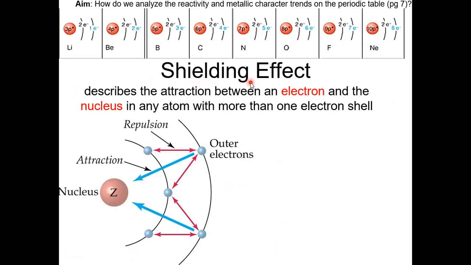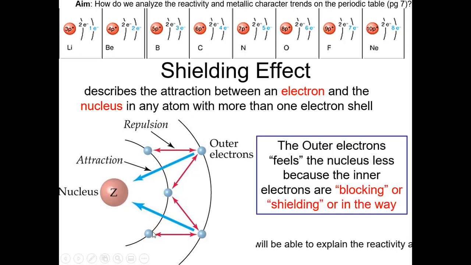Next, we're going to talk about the shielding effect, which describes the attraction between an electron and the nucleus in any atom with more than one electron shell. So let's look at this diagram. If you recall from theme number 2, opposites attract, same charge repel. So all these electrons will be attracted to the nucleus, but these electrons will also repel each other. The inner electrons will repel the outer electrons, and vice versa. So the outer electrons sort of feel the nucleus less than the inner electrons.